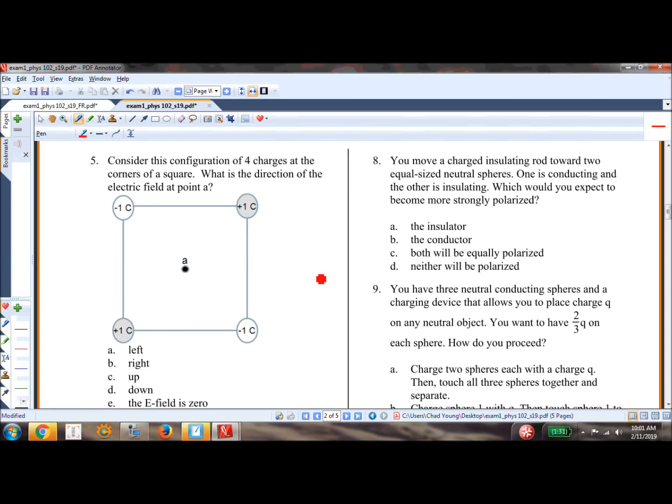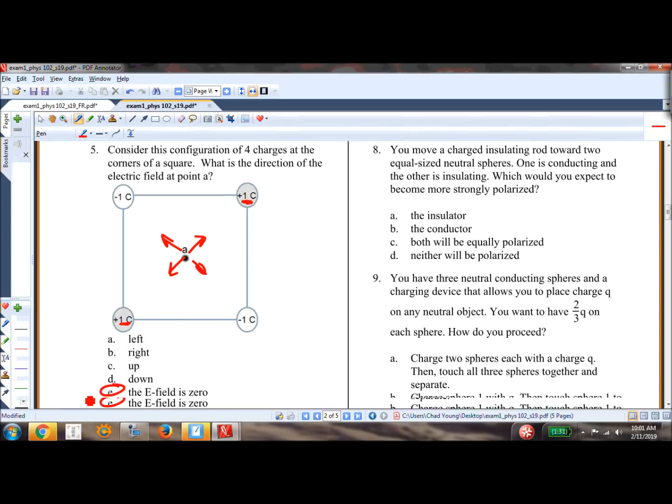So this configuration of 4 charges. What is the direction of the electric field at point A? All right, point A, due to this charge, the electric field is in that direction. Due to this charge, it's in that direction. And then similar with the other two. They look like that, so the E field is 0.